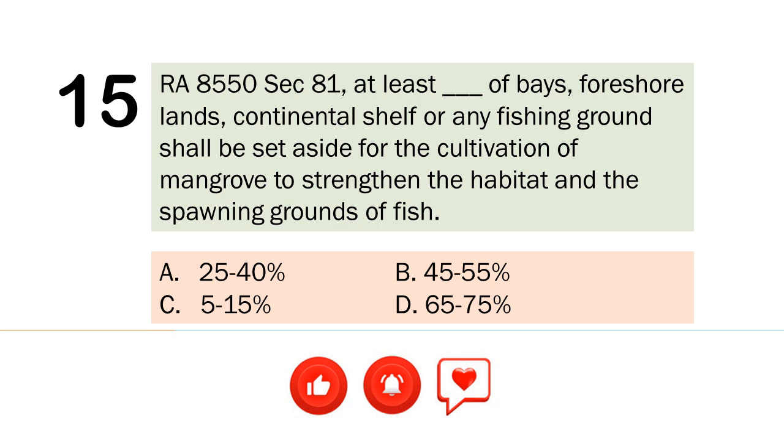25-40%. B. 45-55%. C. 5-15%. D. 65-75%. The correct answer is letter A.